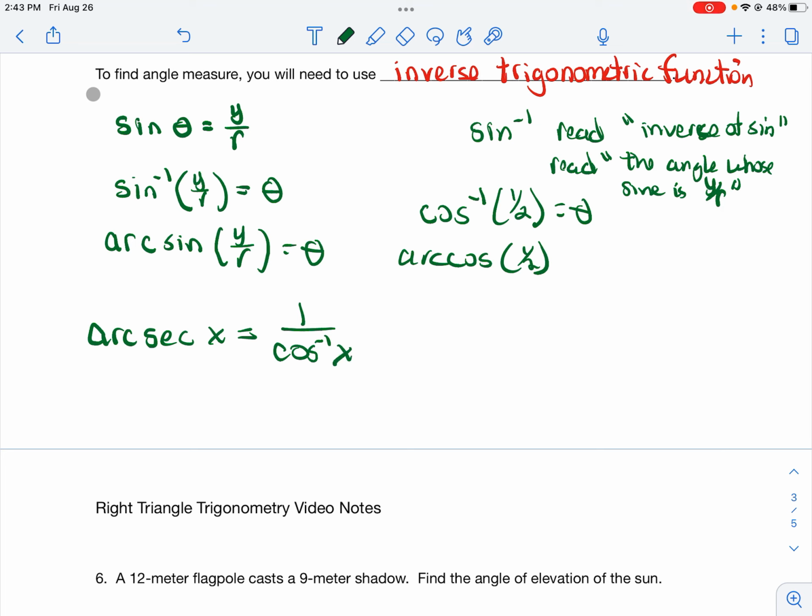Okay, and so if I wanted to find the inverse cosecant of x, that'd be 1 over the inverse sine of x. And then the arc cotangent of x is 1 over the inverse tangent of x. Okay, so those are the ones.